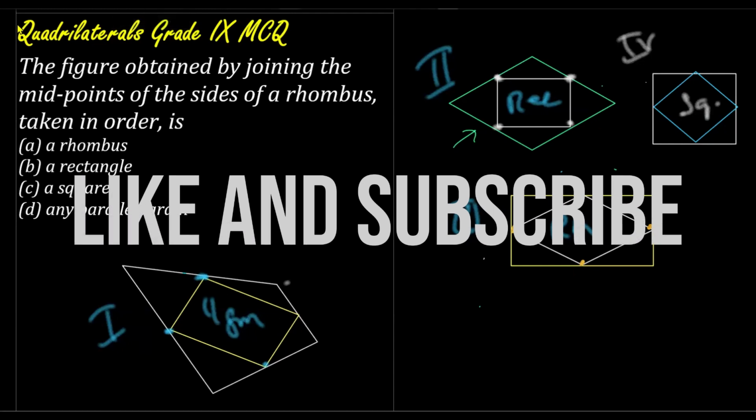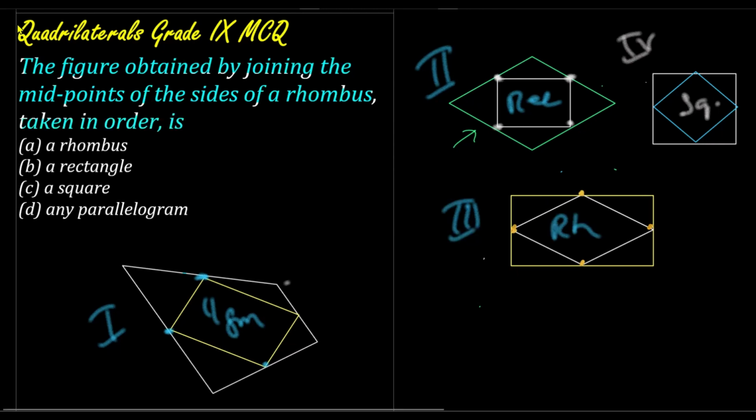And in the next question, we have already discussed the figure obtained by joining the midpoints of a rhombus taken in order. So I can see that this is a rhombus. By joining the midpoints of a rhombus, what do we obtain? We obtain a rectangle. So B is the correct option in this case.